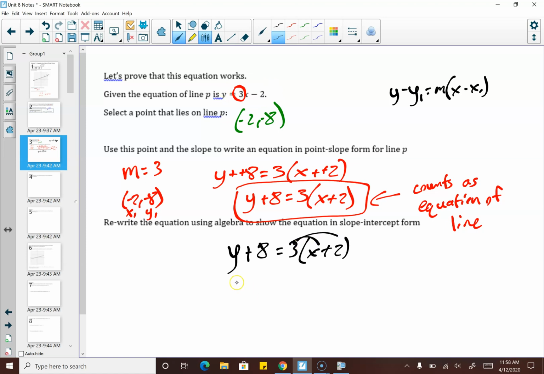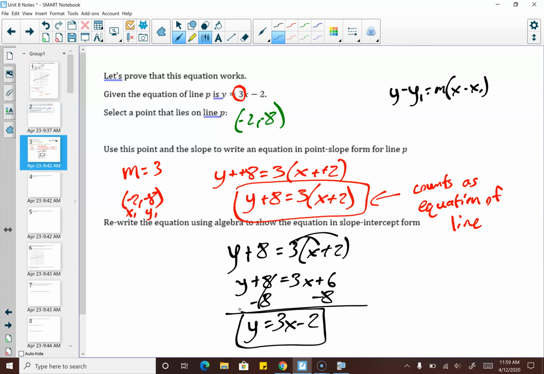So we'll start by distributing. Y plus 8 equals 3x plus 6. Well, minus 8, and y equals 3x minus 2. So you can see from the very beginning that we have now found our slope-intercept form based on our point slope just by distributing and rearranging.